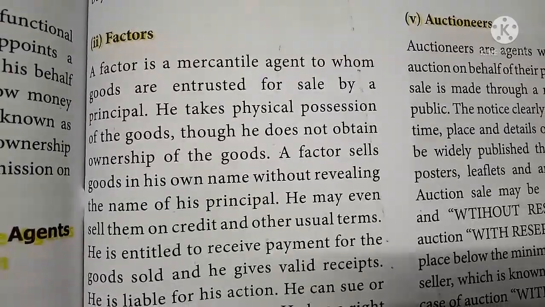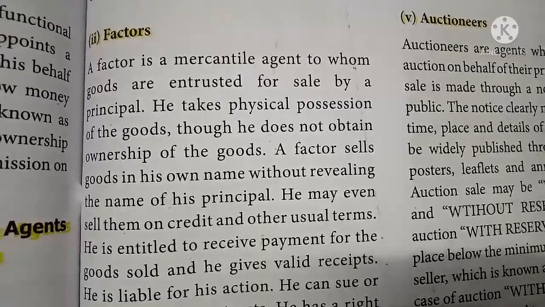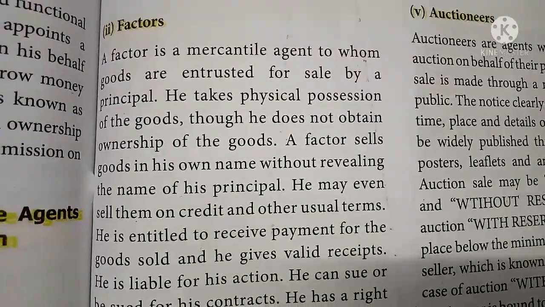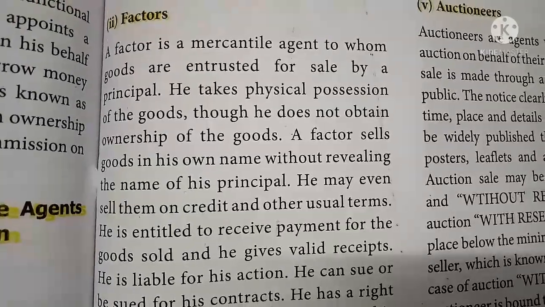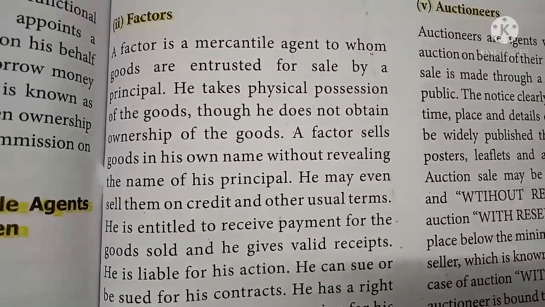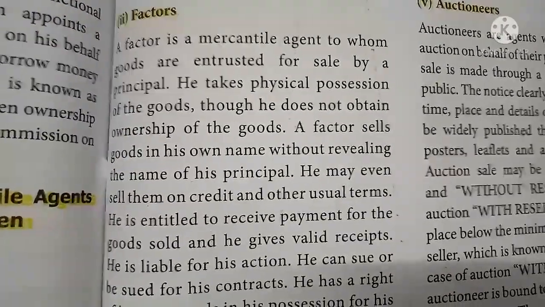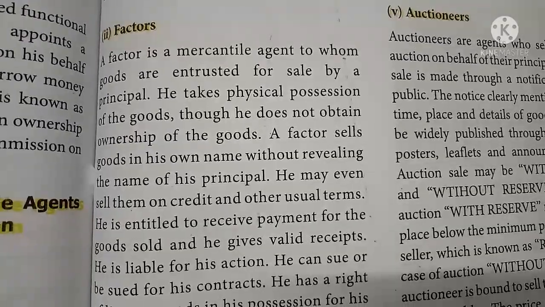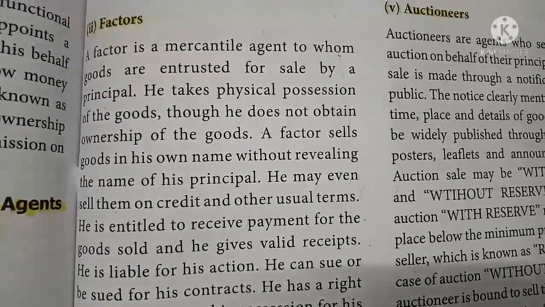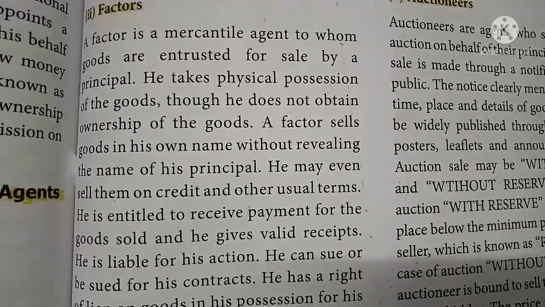He takes physical possession of the goods, though he does not obtain the ownership of the goods. A factor is a special person appointed by the principal in order to sell the product by using the principal name. He will take the portion of the goods, but he will not take the ownership. A factor sells goods in his own name without revealing the name of his principal.